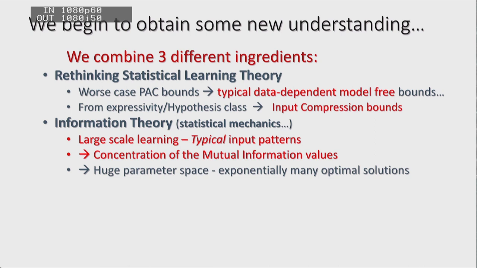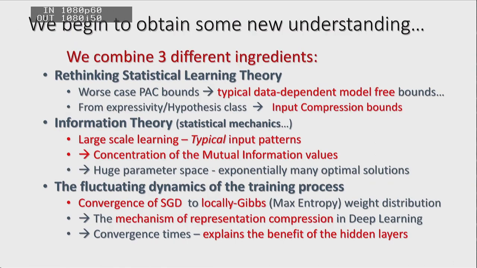OK. So with this, I really want to sum up, because I'm out of time, and then ask questions. So first of all, I showed you that we begin to have some understanding of what happens in deep neural networks. And it's made out of these 3 components, which I elaborated here: the rethinking of learning theory, the language of information theory, the information bottleneck bound, and then the importance of the fluctuations.